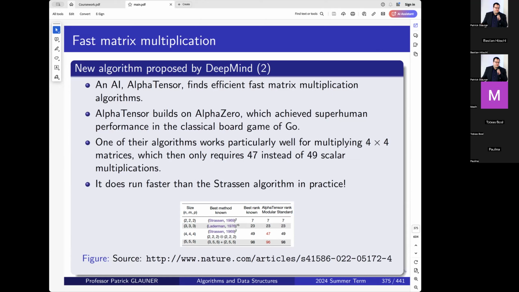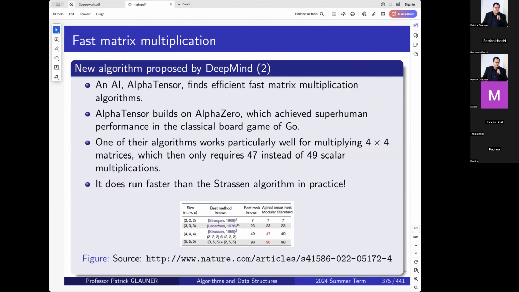And in order to do this, say in a naive way, you would need 49 scalar multiplications. So before we've seen the 2 times 2 matrices, we would need 8 scalar multiplications, was reduced. And now with these 4 times 4 matrices, in a naive way, we would need 49 scalar multiplications. But with this algorithm found by AlphaTensor, we only need 47 of those.